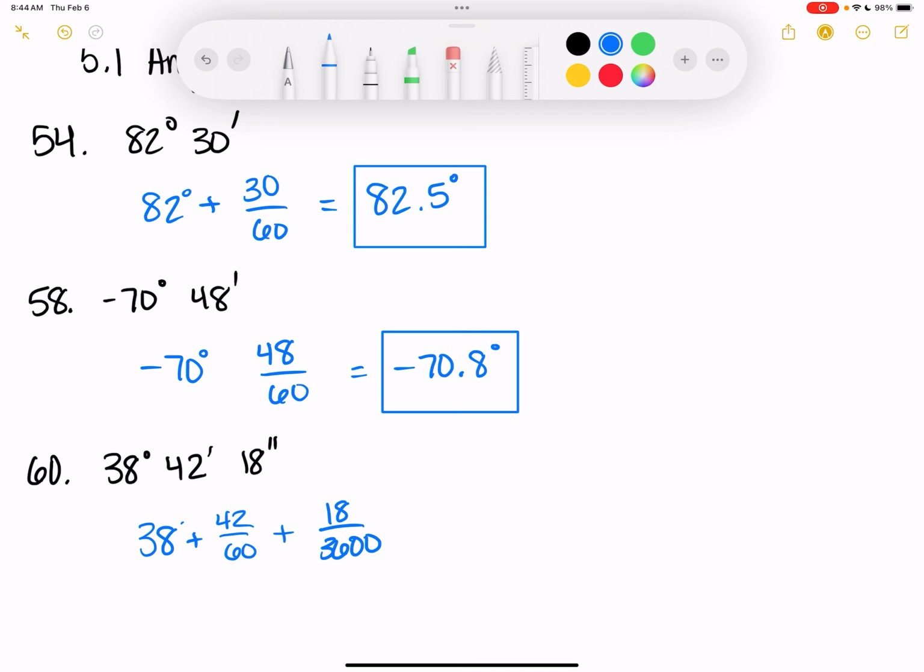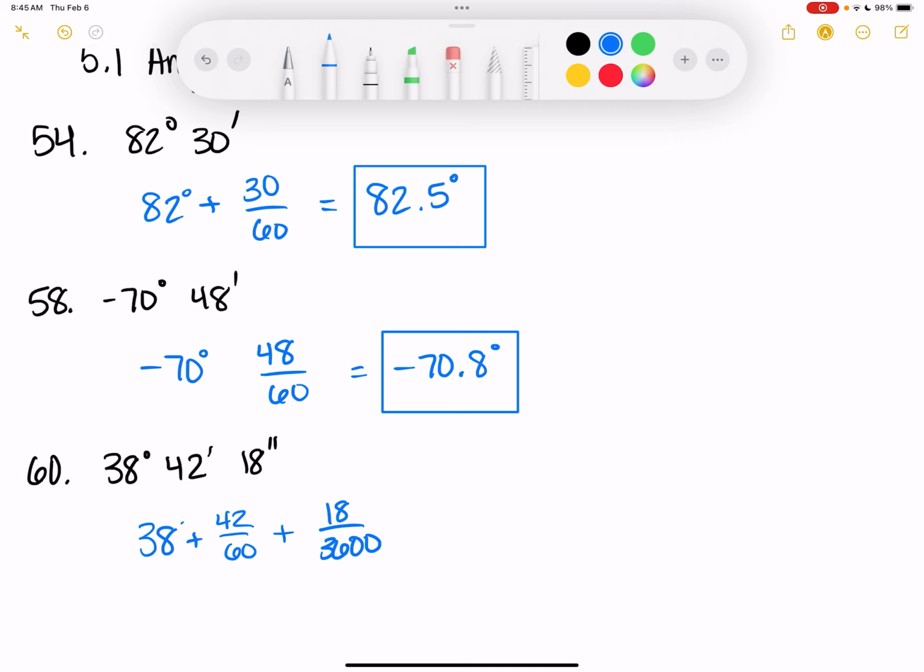So you can either type these things in individually and do 42 divided by 60, do 18 divided by 3,600, and then add them all together. Or I think I may have shown you all this little trick before, but if I wanted to type everything in as one unit without having to do it piece by piece, I can do 38 plus, and then if you hit the alpha button, which is up here, and then y equals, it brings up n over d, which is to do a fraction.